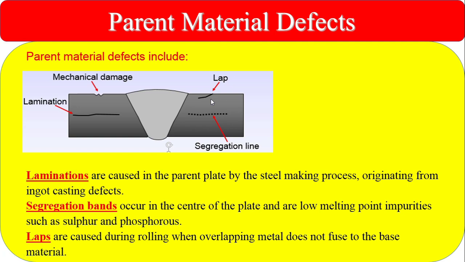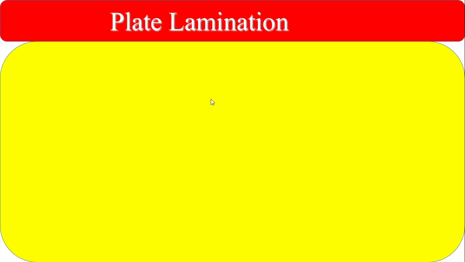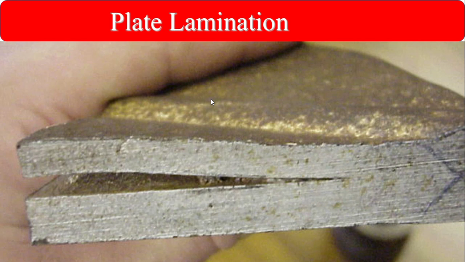So these are very important things. Mechanical damage, you know very well how it happens in the manufacturing process, every manufacturing process. Plate lamination, you see here how the plate lamination looks. This is your plate lamination during the rolling. It is overlapping, it is not overlapped properly. That is lamination, plate lamination.